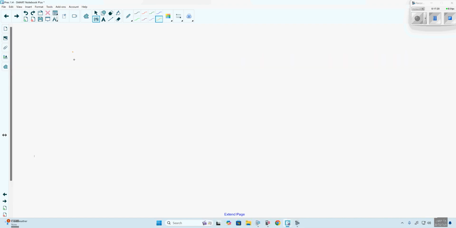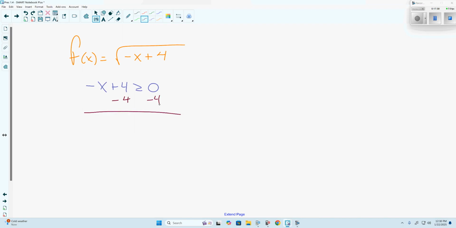Now there are some where we would have to solve to figure that out. We could say the square root of negative x plus 4, because again, what's inside has to be greater than or equal to 0. That's going to be the domain. Now to solve this here, we would subtract 4, telling us negative x is greater than or equal to negative 4. Lastly, multiply or divide by negative 1. And whenever we multiply or divide by a negative, we have to flip the sign. So here it's telling us that the domain is all the values of x that are less than or equal to 4.